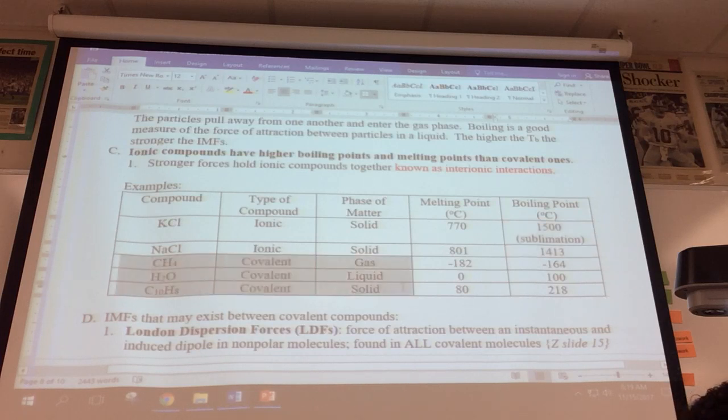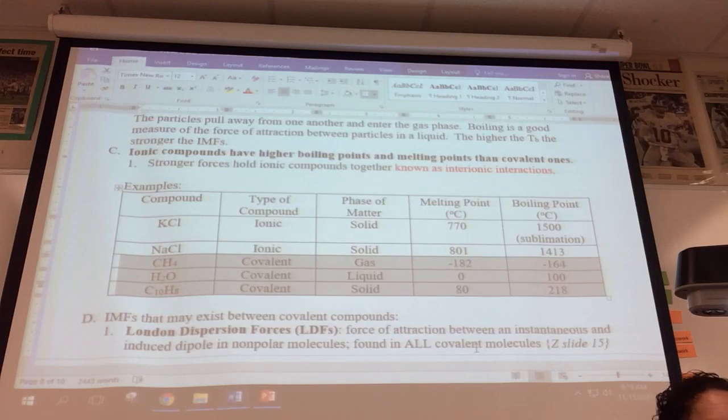Now look at the covalent compounds. What can you say about their melting and boiling points compared to ionic compounds? They have lower melting and boiling points. Absolutely. Covalent compounds have lower melting and boiling points than ionic compounds. I don't even expect you to memorize that, but if you saw the table, you could interpret it. Very, very simple this year.